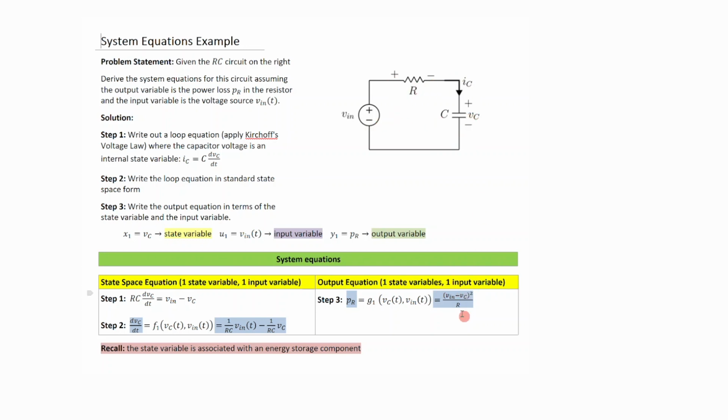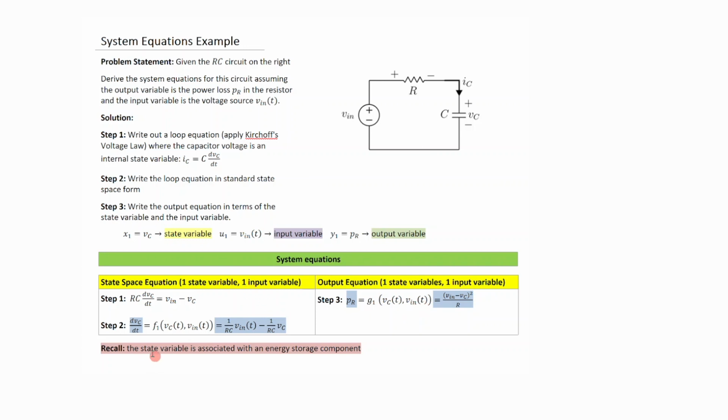We square it and divide by R, and that's the power loss in the resistor. If you put this in standardized form, then this is some function of V of C and V of N. So PR, which is the output variable, is basically a function of the state variable and the input variable.